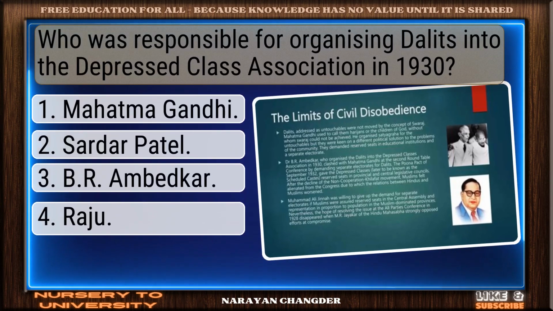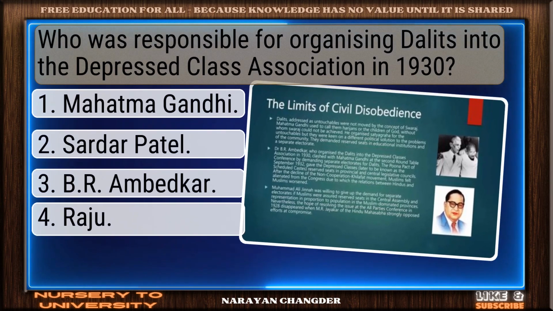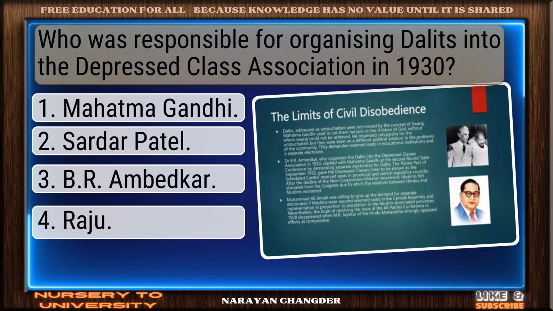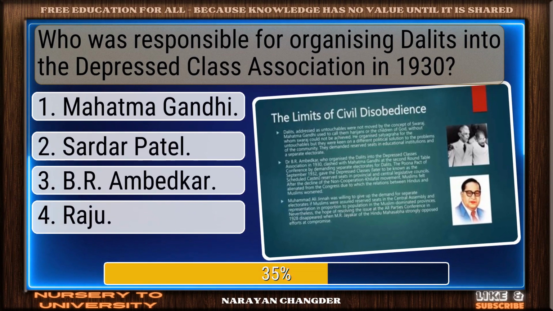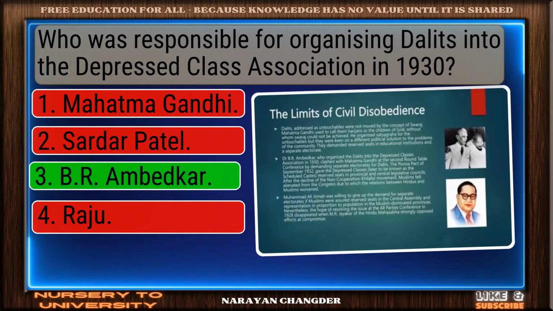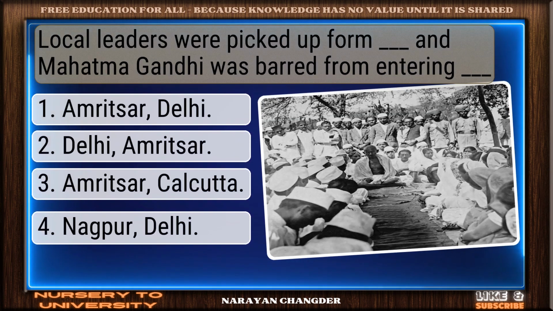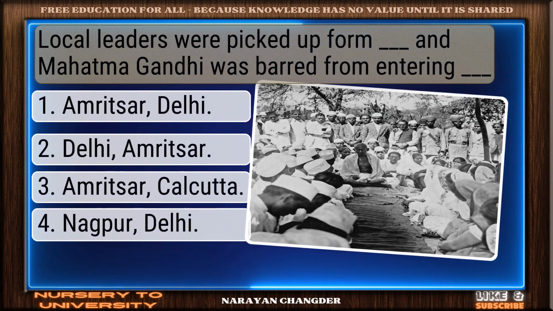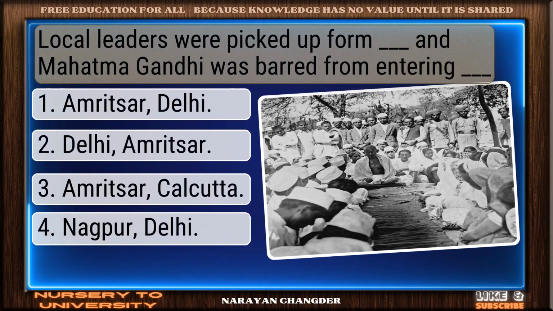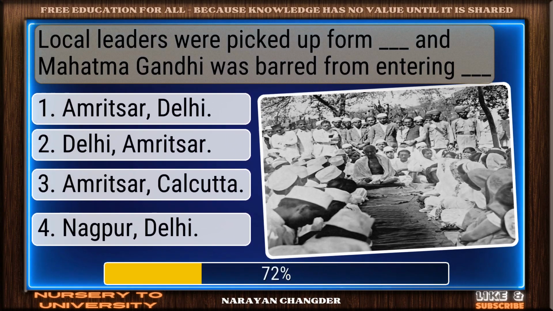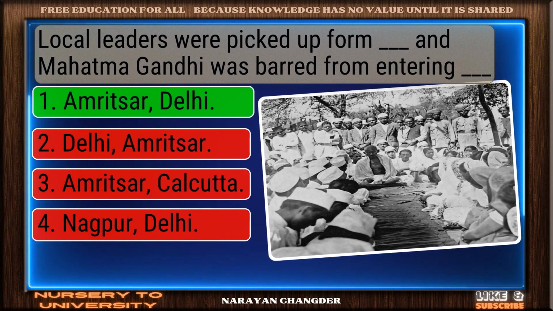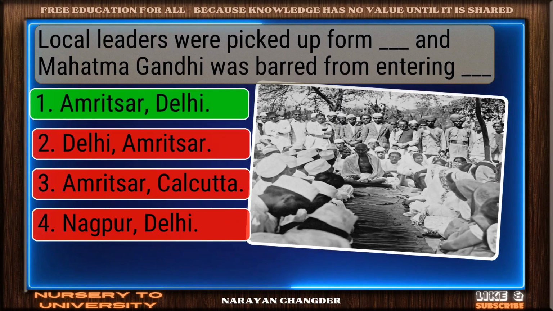Who was responsible for organizing Dalits into the Depressed Class Association in 1930? Bravo, B.R. Ambedkar is the answer. Local leaders were picked up from Dash and Mahatma Gandhi was barred from entering Dash. Valid point. Amritsar, Delhi is true.